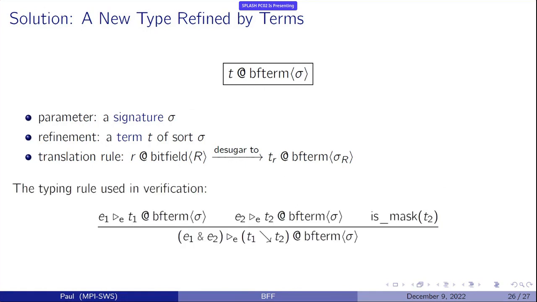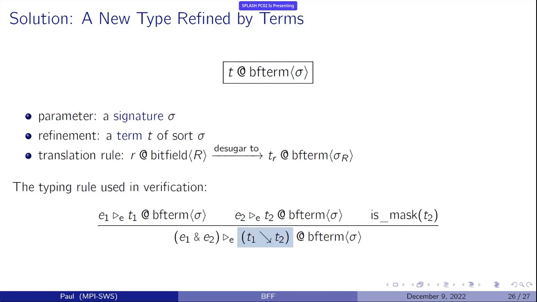And then the actual typing rule we use in our implementation to verify the masking bit manipulation is the following, where instead of using the Bitfield record type, the Bitfield refinement type, we're using the BF term refinement type. And the merge operation on terms can be defined in a way that does not depend on the user customized type. So now this is definable in Coq.